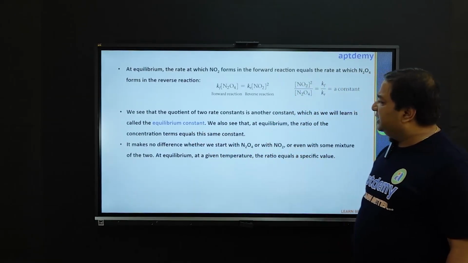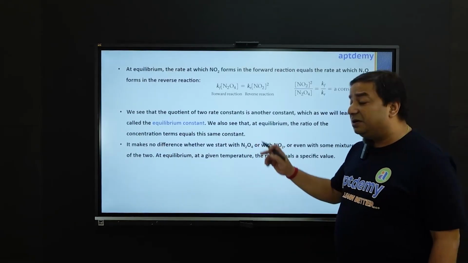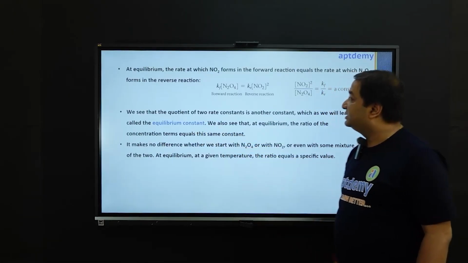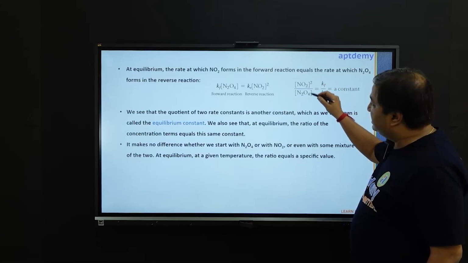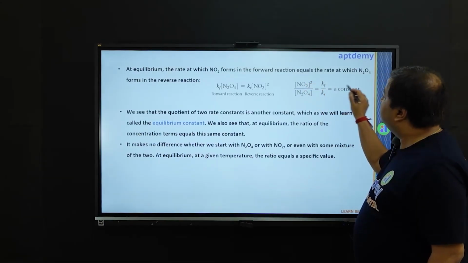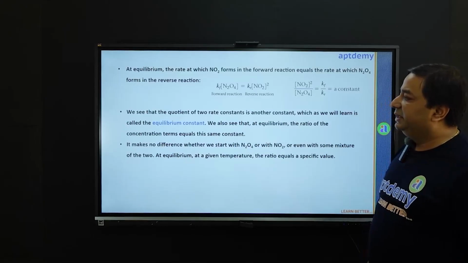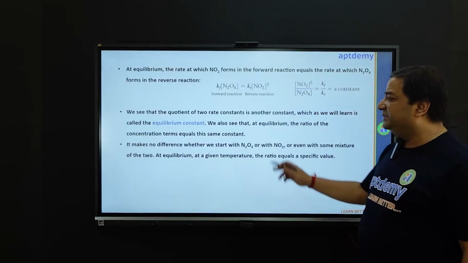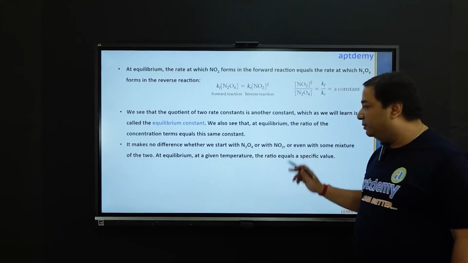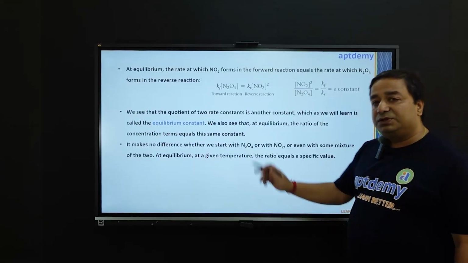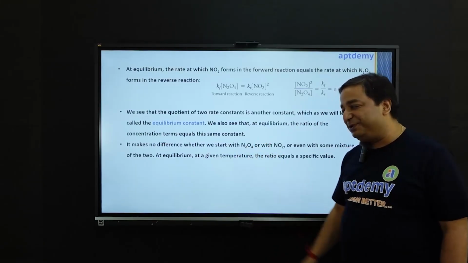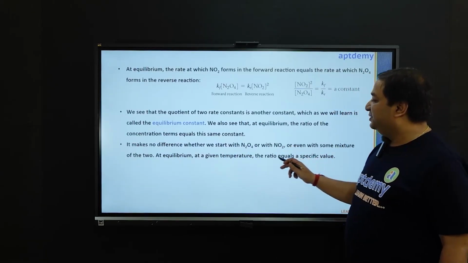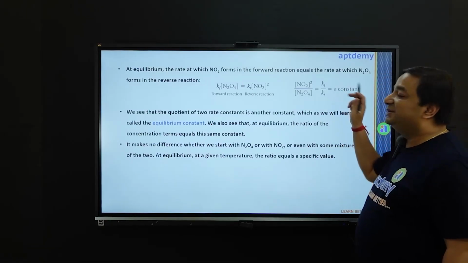So we see that at equilibrium the ratio of the concentration terms equals a constant, that is the equilibrium constant. So this concentration term is equal to this constant, which is the equilibrium constant. Now, we can say further, it makes no difference whether we start from N2O4 or from NO2, or even with some mixture of the two at equilibrium. This is a very vital point. At a given temperature, the ratio equals a specific value, which is going to be this value.